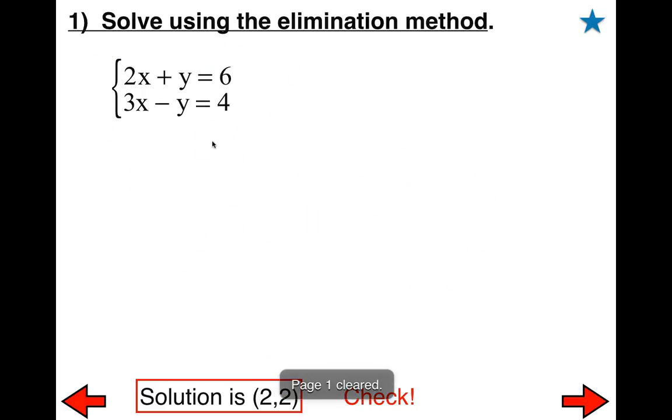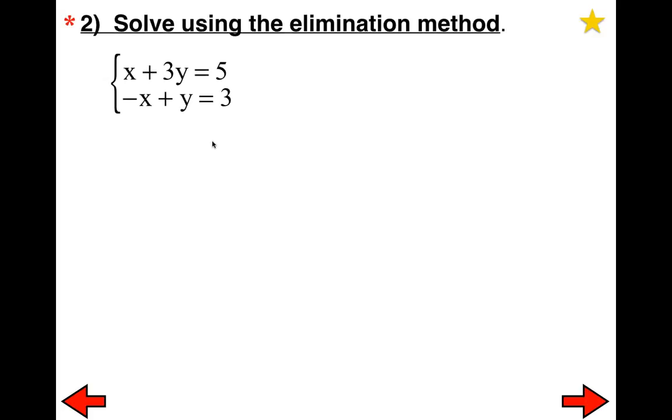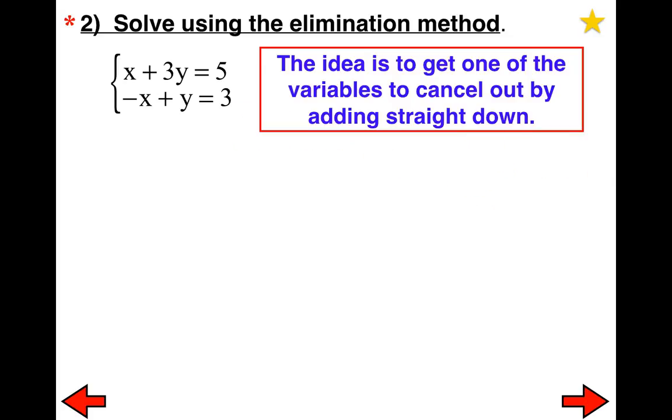Okay, so now what I would like you to do is go ahead and try this example and see what you get. Okay, so let's see how well you did. So hopefully you still remember that we're trying to eliminate at least one of the variables by adding straight down. Hopefully you notice here that the x's are going to cancel out pretty nicely.